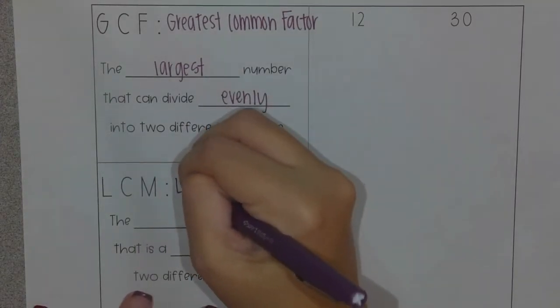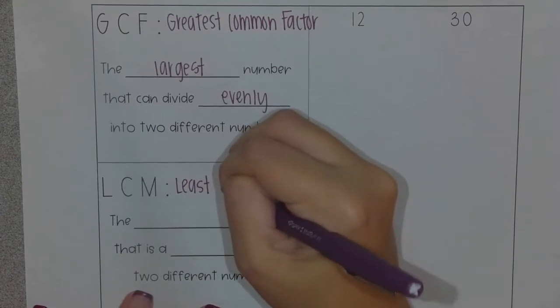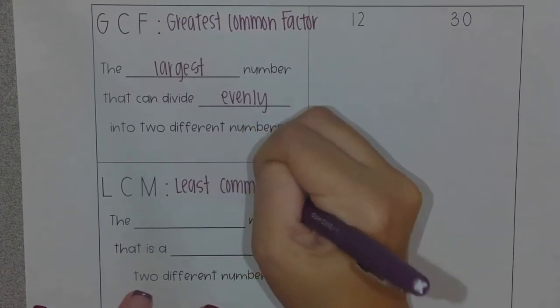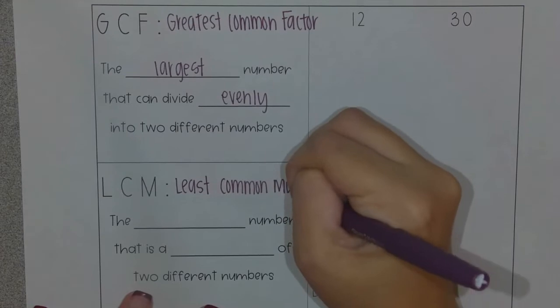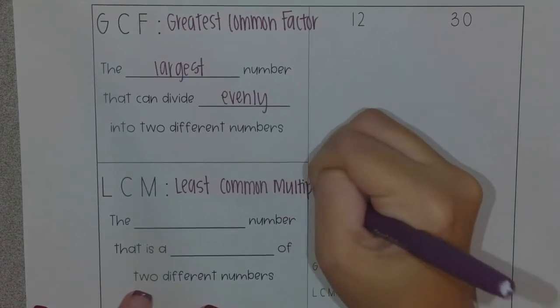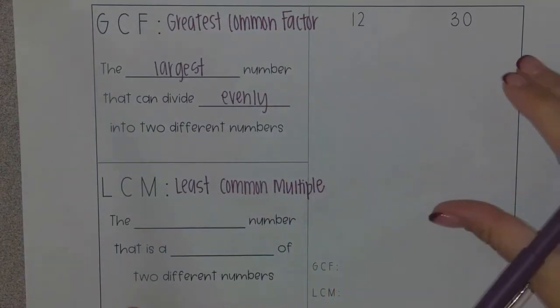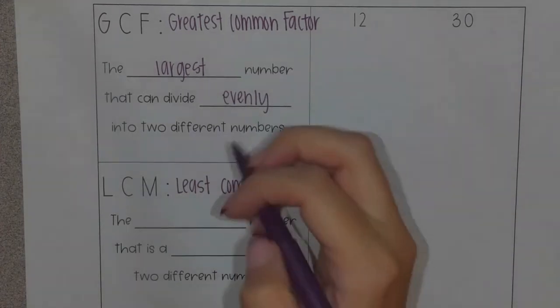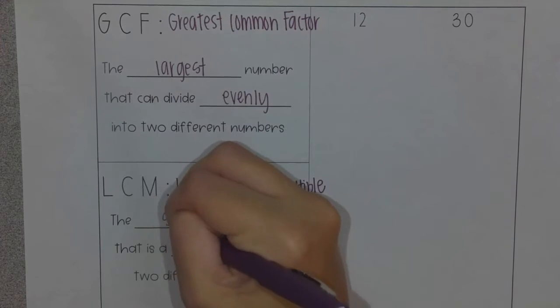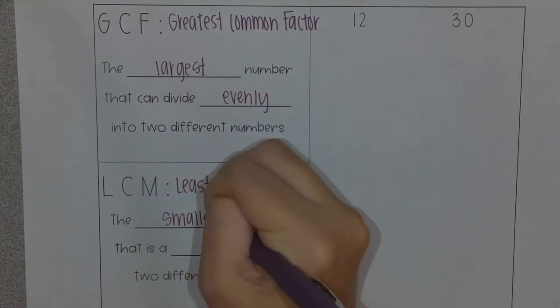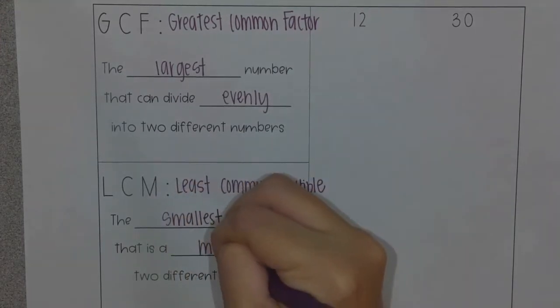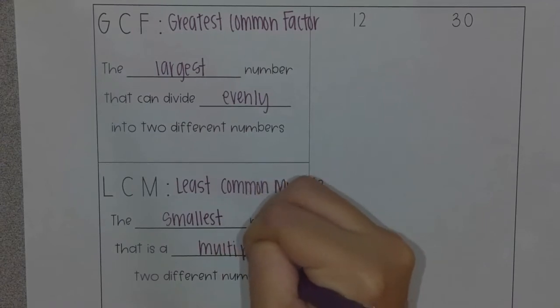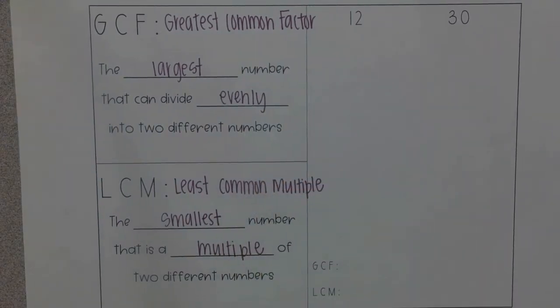LCM stands for least common multiple. A multiple, remember, was like when we were skip counting by a number. So multiples of 6 would be 6, 12, 18, 24, 30, 36, and I could keep going. So the least common multiple is when we're looking for the smallest number that is a multiple of two different numbers. There are two different ways mainly that we can find GCFs and LCMs.